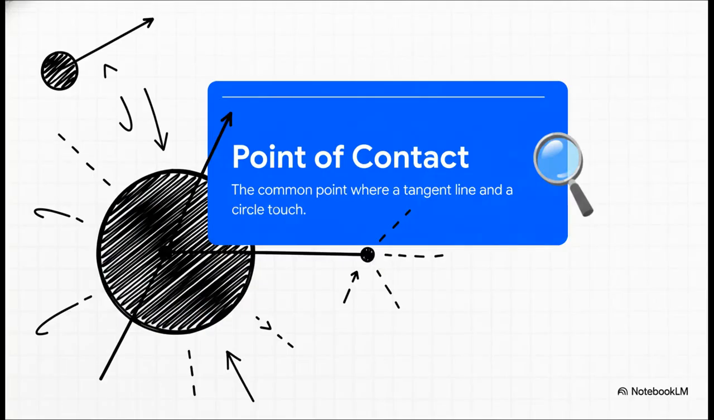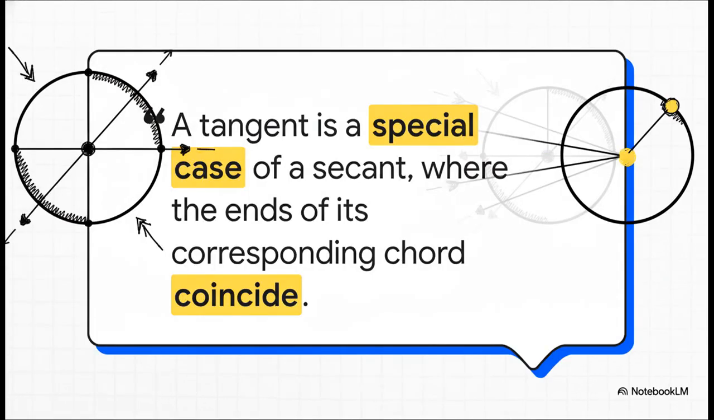That single, common point has a name, of course. It's called the point of contact, or sometimes you'll hear it called the point of tangency. This is the entire foundation of the relationship. Everything important happens right at this spot. Now, here's a really cool way to think about it. Picture that secant line from before, the one that cut through the circle at 2 points. Got it? Okay, now imagine sliding that line away from the center. See how those 2 intersection points start getting closer and closer until, bam, they merge into one single point. In that exact instant, your secant has transformed into a tangent.